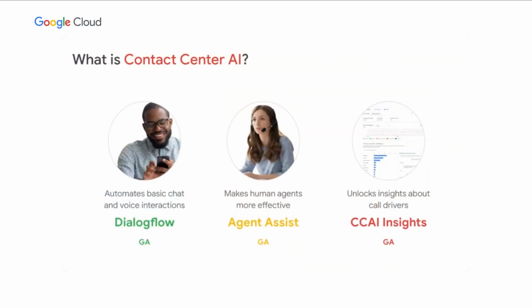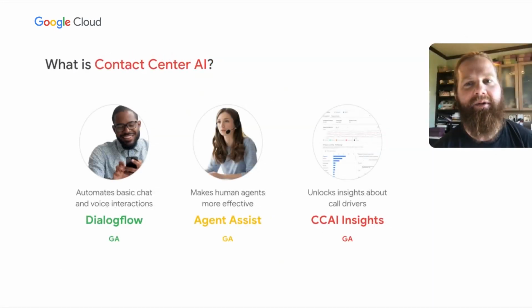So let's start with the overview. What is Contact Center AI? Contact Center AI is all about taking Google's advanced AI and ML capabilities and helping to plug those into contact centers to ensure your customers are having the best experience possible with your brand. At the core of this is Google's ability to understand natural language, decipher exactly what your customers are saying so that you can help automate, assist, and provide insight in your contact center.